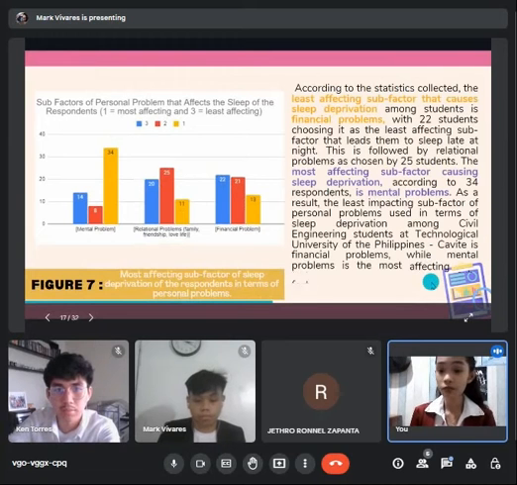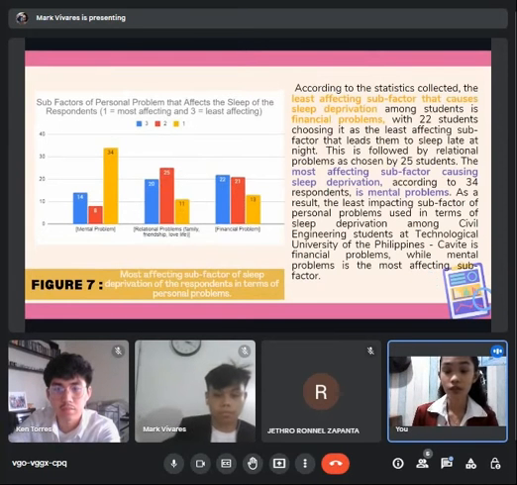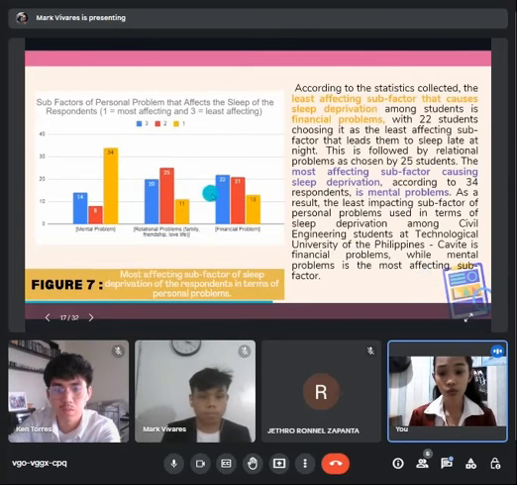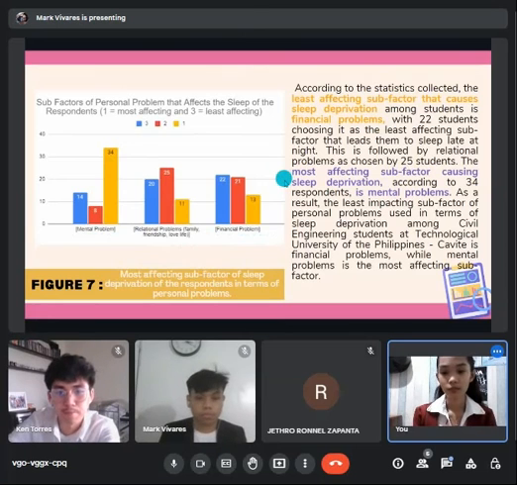And proceeding to the subfactors of personal problems, which is mentioned as the considered least affecting factor for the students, we have its subfactors. According to our 22 respondents, the least affecting subfactor is the financial problems, while mental problems is the most affecting factor of their sleep deprivation, as stated by 34 students.